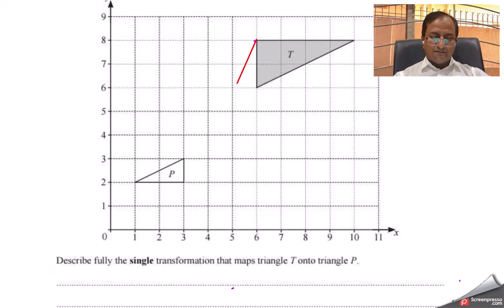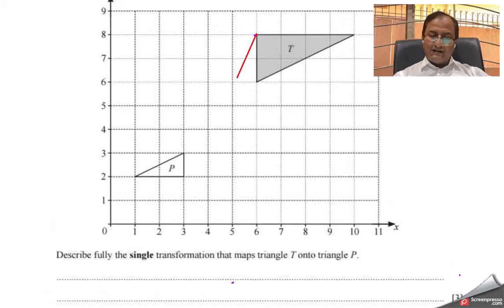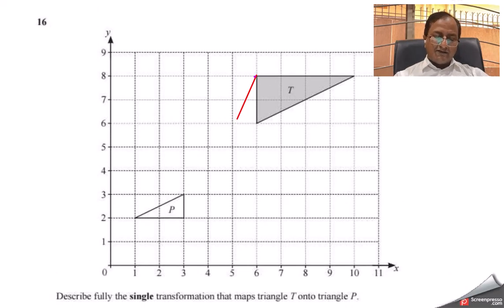Okay. Now describe the single transformation that maps triangle T onto triangle P. Triangle T onto triangle P is basically an enlargement. T onto P becomes half, basically. Okay, the scale factor is 1 by 2, and then another point.